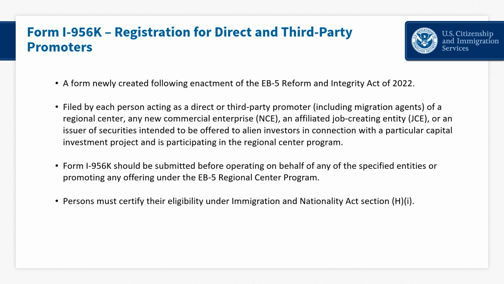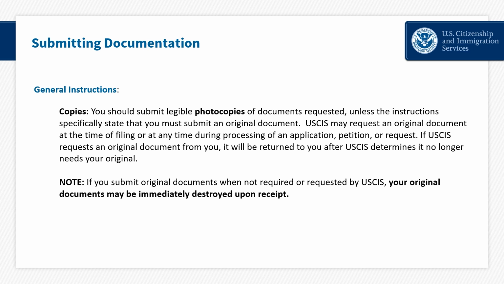Form I-956K must be submitted separately from any other Regional Center forms, including the Form I-956F, Application for Approval of an Investment in a Commercial Enterprise, to seek approval of an investment in a commercial enterprise. The form instructions clarify that legible photocopies should be submitted. The instructions also state that if the Regional Center submits original documents that are not required and have not been requested by USCIS, those original documents may be destroyed upon receipt.